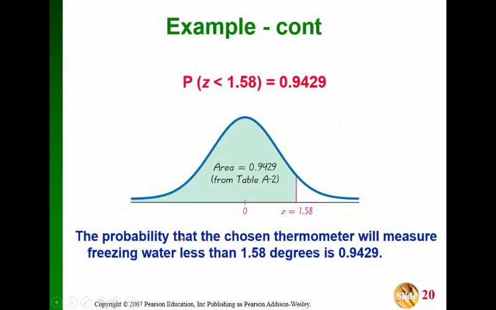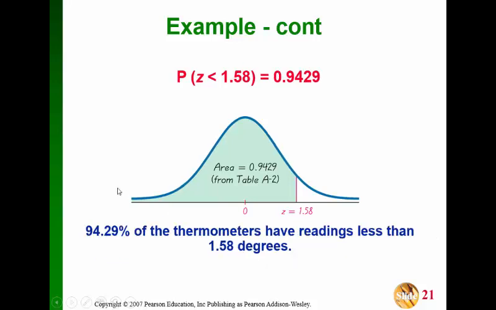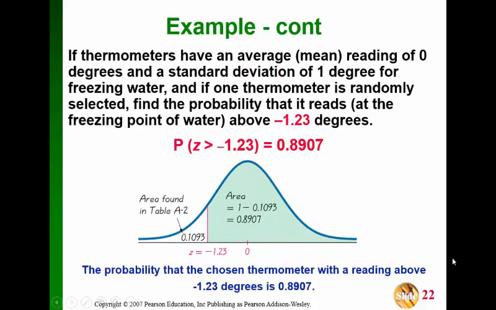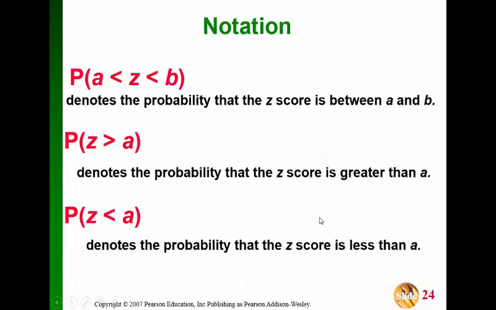So one way to interpret this is through probabilities. Another way is that out of all those thermometers, 94.29% of all the thermometers will have a reading that's less than 1.58 degrees. So those are the two ways to do it. I would suggest that you take a quick look at the PowerPoint slides, or even just look at the book, because the book has that as examples.